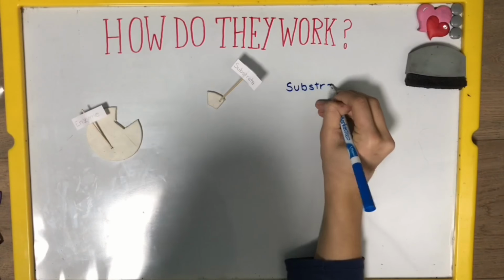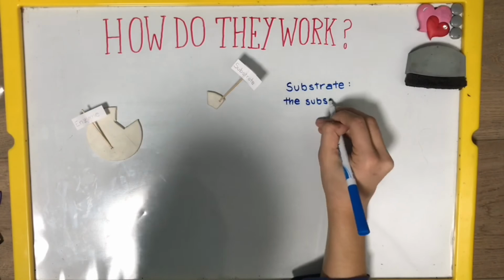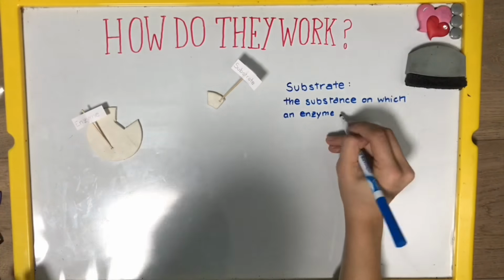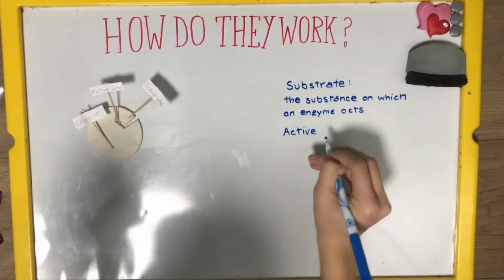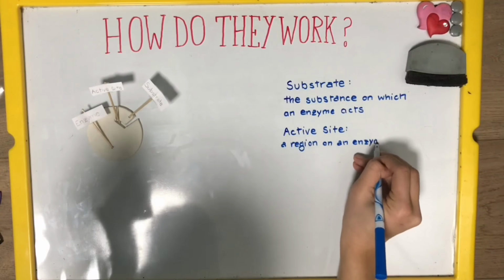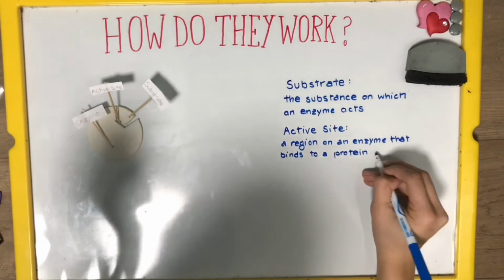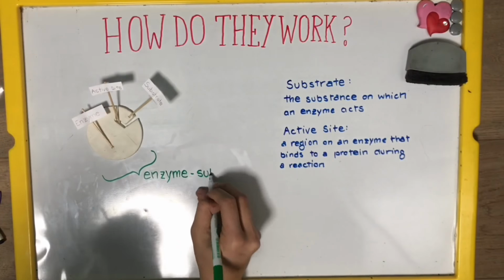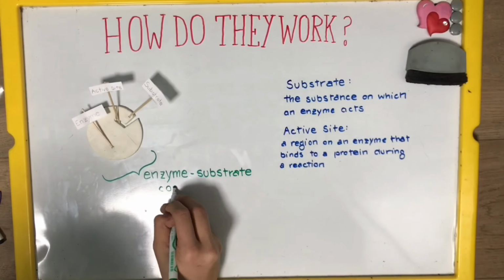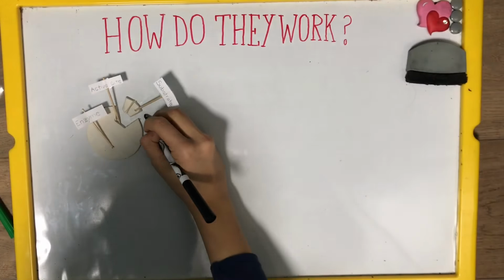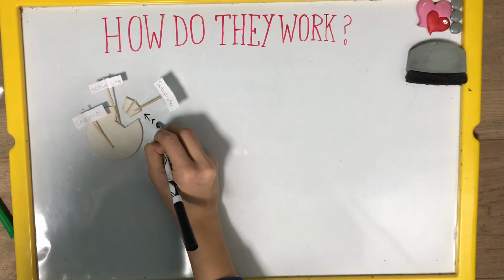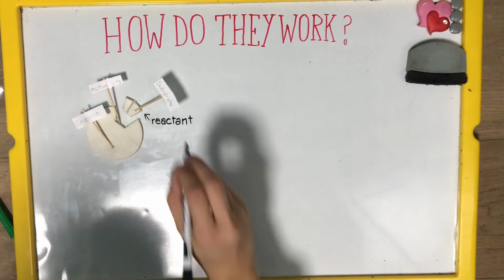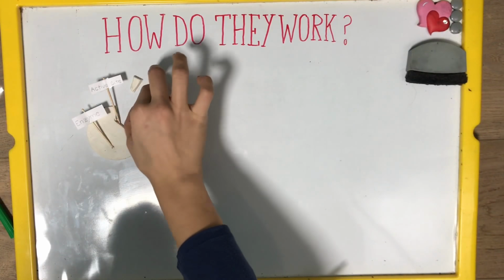Well, first there's the substrate, the substance on which the enzyme acts. Then, the location where the substrate and the enzyme bind is called the active site. This is where the reaction will occur. When they bind, it forms an enzyme-substrate complex. Once they bind, the chemical bonds in the substrate will weaken, causing them to separate, in this case.